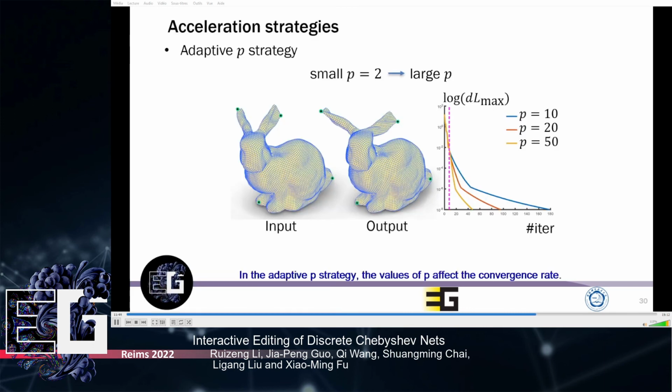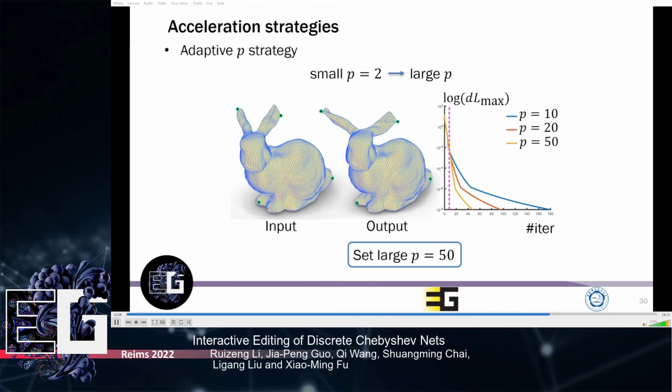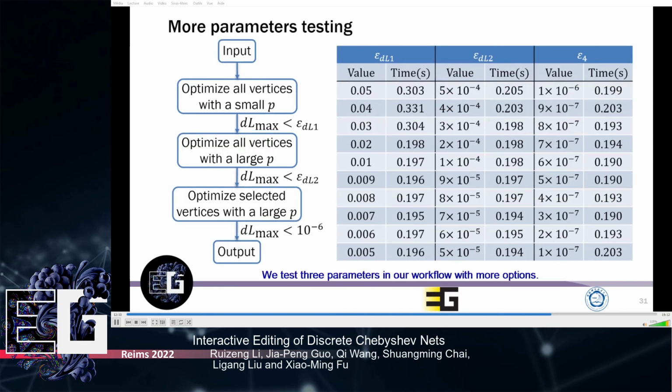Next, I will show our experiments. In the adaptive P strategy, the values of P affect the convergence rate. In general, the small p is set to be 2. Different large P values are tested. We observe that large P leads to faster convergence. However, a very large P usually causes numerical issues in practice. Hence, the large P is set to be 50 by default.